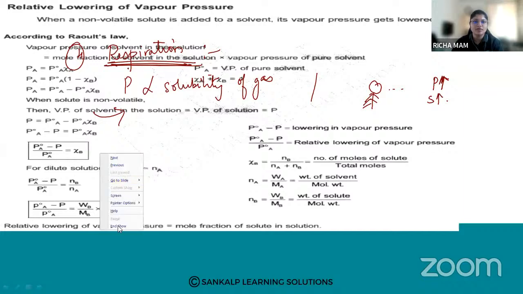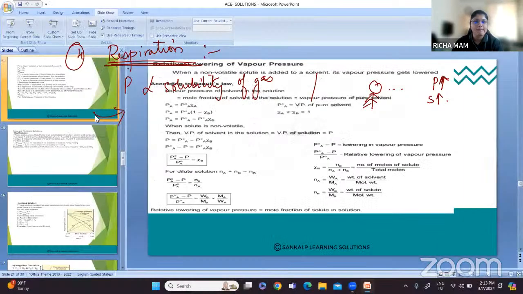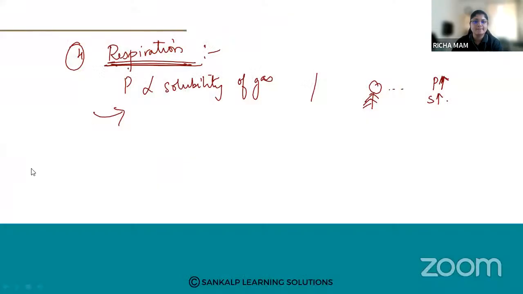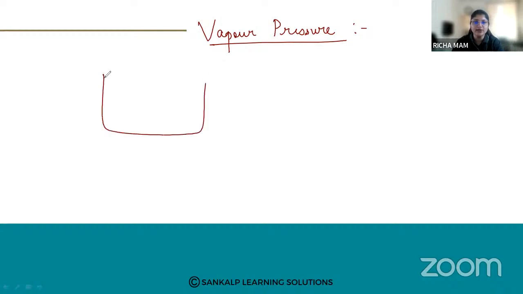Next we are going to discuss vapor pressure. So what is vapor pressure? Consider you take a beaker, and you take a volatile liquid. What do you mean by a volatile liquid?